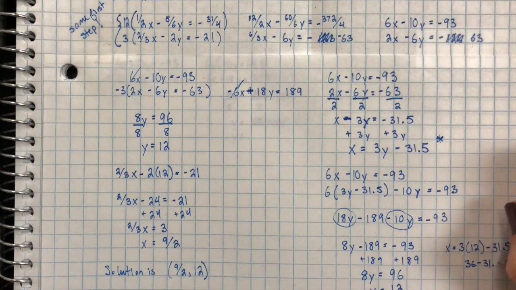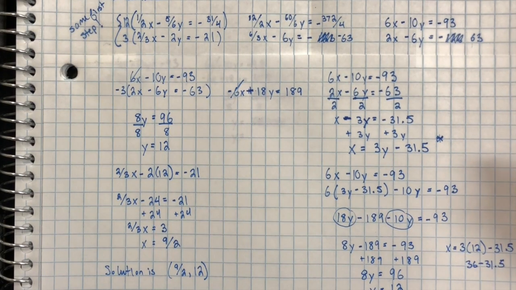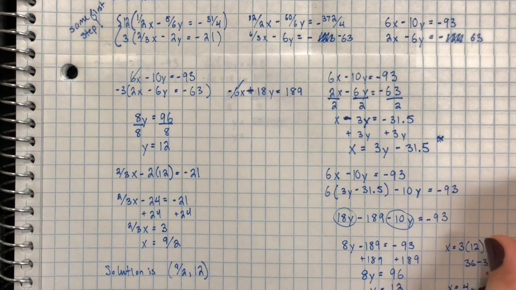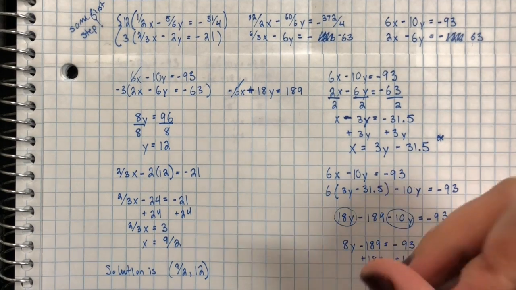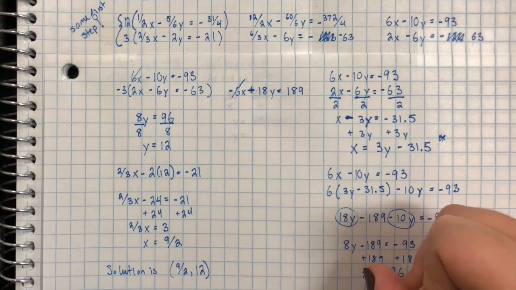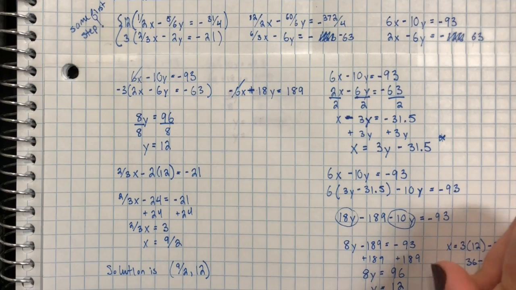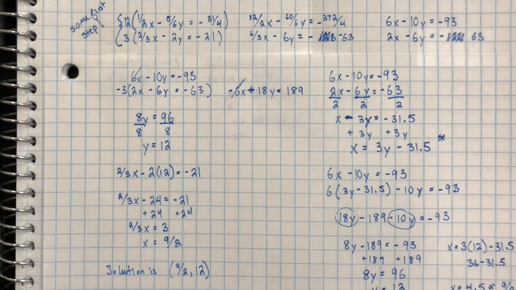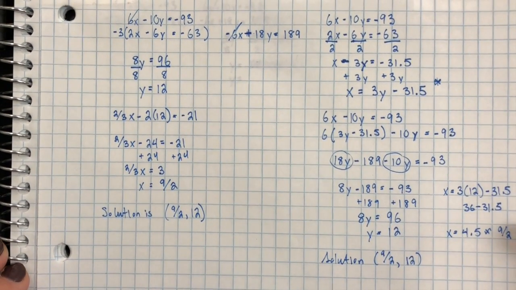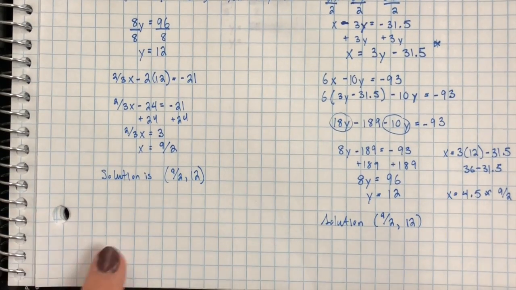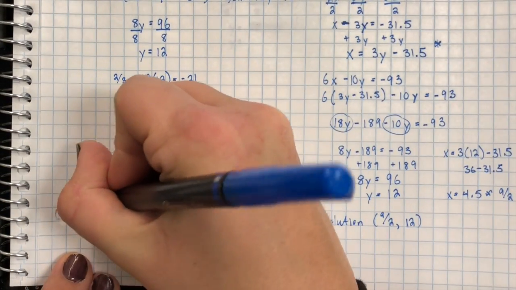I'm going to pull one of my original equations for x. x is equal to 3y minus 31.5. Substitute in the y value of 12. Sorry for the visual. That's going to adjust in just a second. So we can copy down x is equal to 4.5 or 9/2.